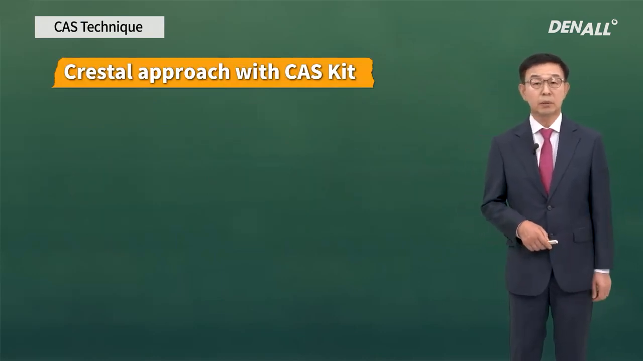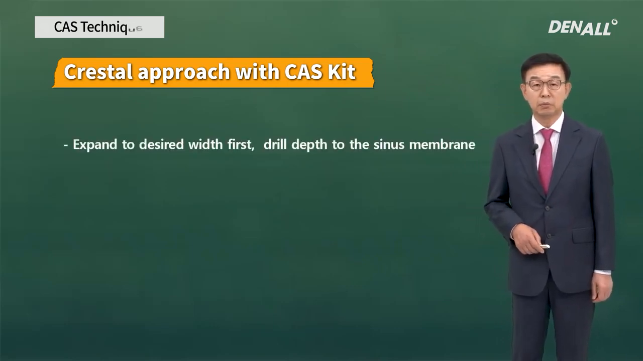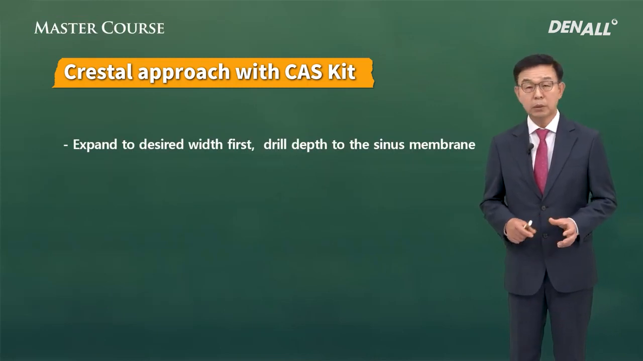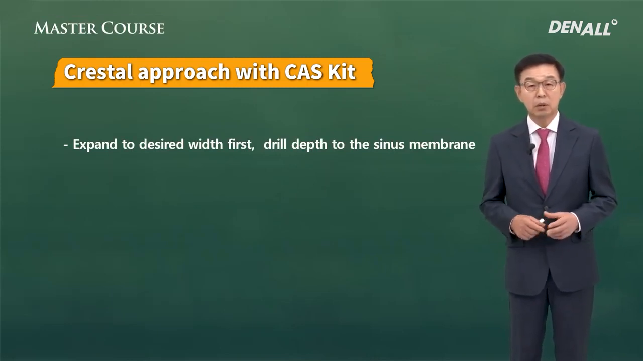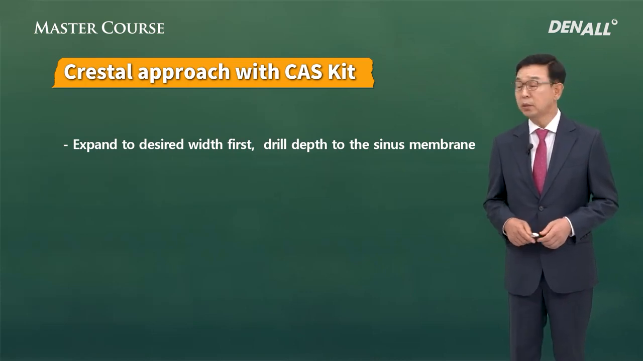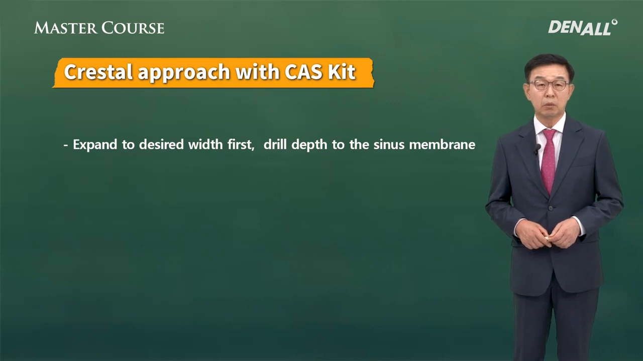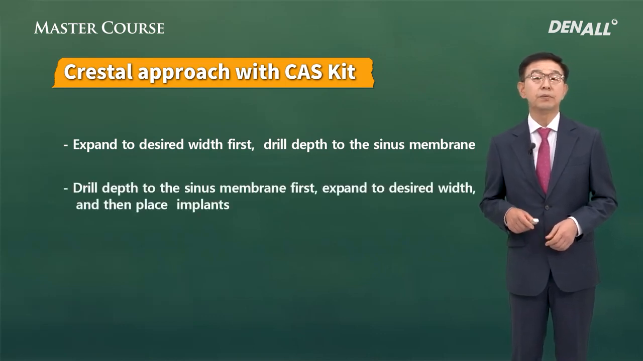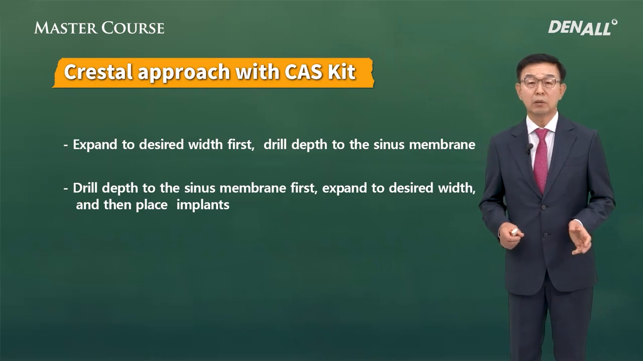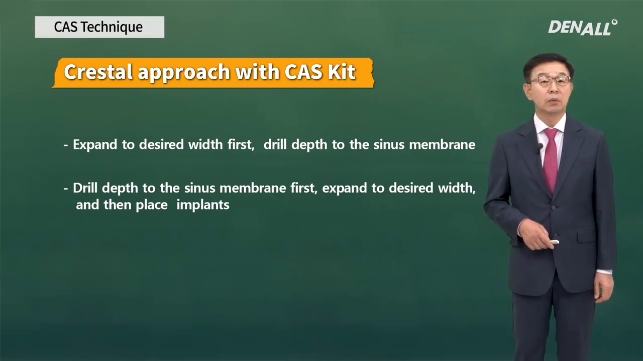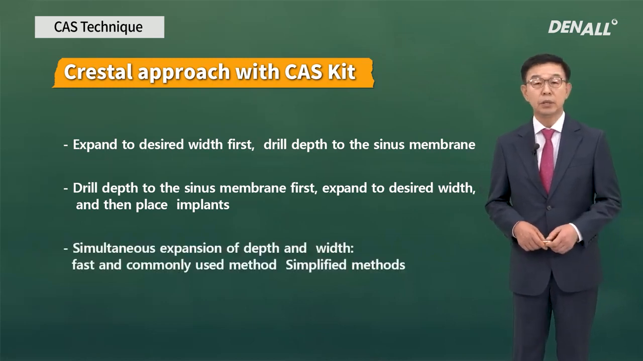The crestal approach using the CAS kit can be divided into 3. First, you expand to the desired width, and then drilling is done to achieve the desired drilling depths. You can also do it the other way around. You drill to the desired depths first and then expand the width. On the other hand, the most widely used way is to do simultaneous expansion of depths and width to place the implant.